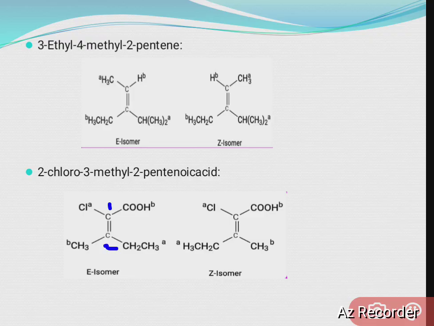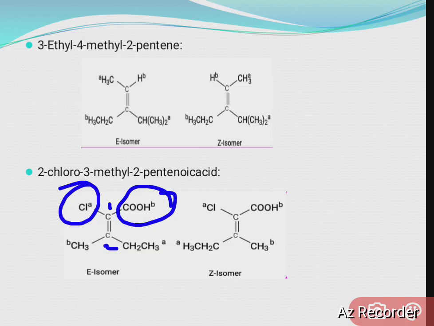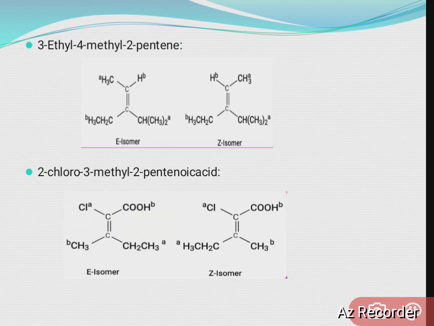Okay, for this first carbon, what are the groups attached? One is the chlorine atom, the other one is the carboxylic acid COOH group. Okay, first we will consider the first atom. It is chlorine. Here it is carbon. According to the atomic number, which one has the highest atomic number? Chlorine has the highest atomic number, hence it gets more priority, hence it is represented as a. Because of the least priority, this is represented as b.